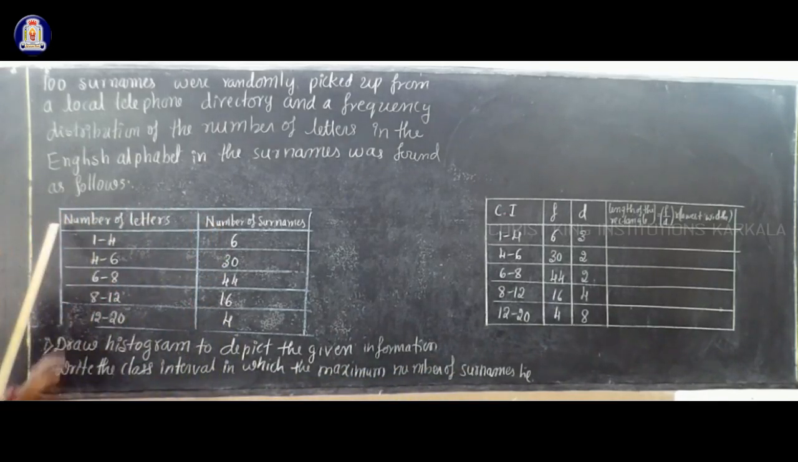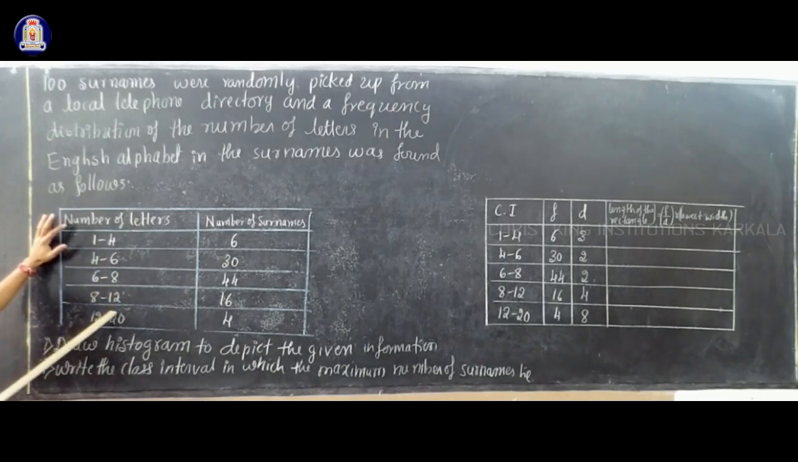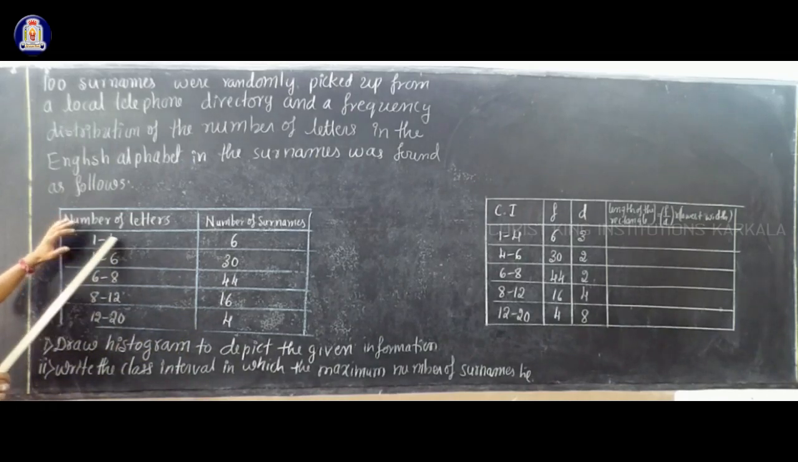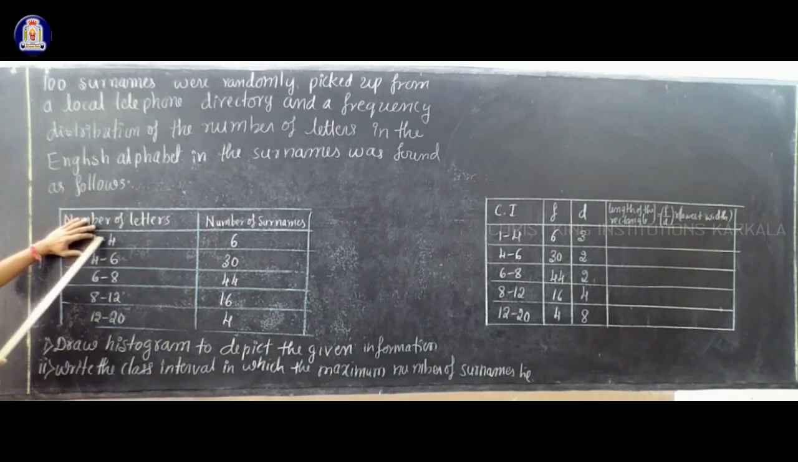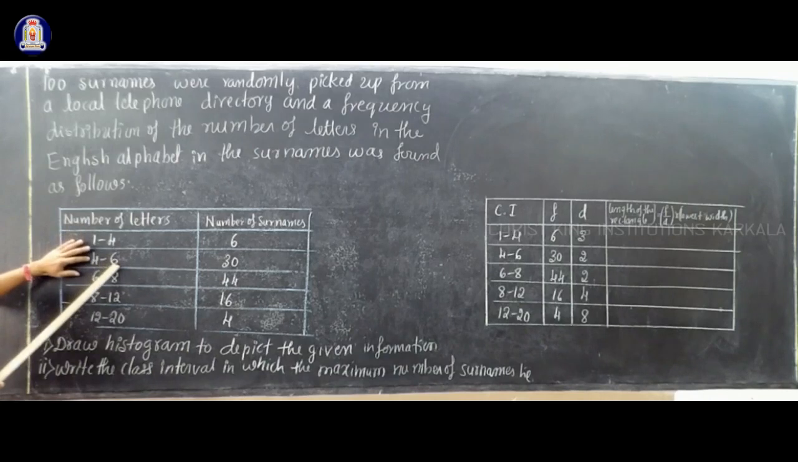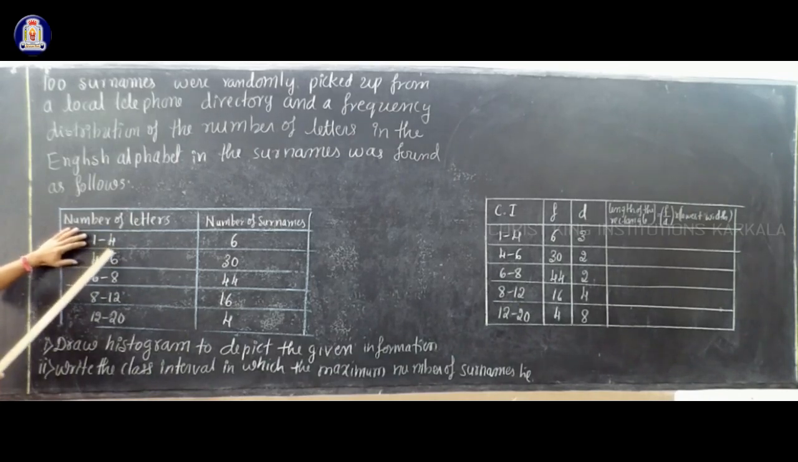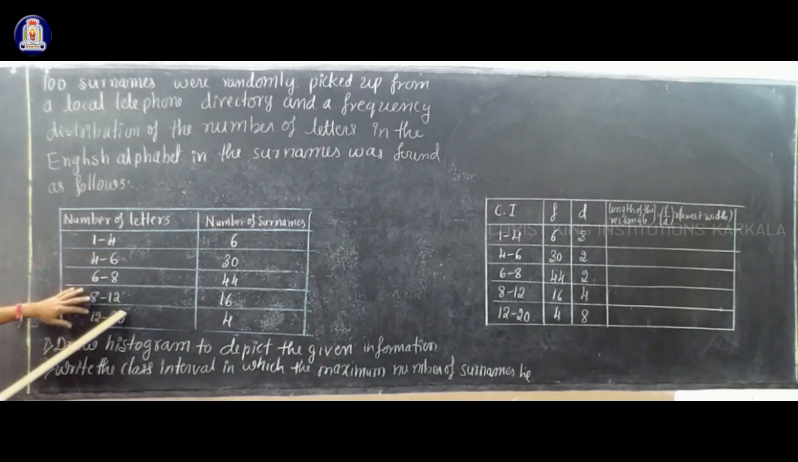Given the number of letters in class interval form, and the number of surnames, which you take as the frequency column. Here you observe that these class intervals do not have the same class size. Here 1 to 4, the class size is 4 minus 1, that is 3, and 6 minus 4, that is 2, then 2 again, here 4, and here you have class size 8. So these class intervals are of different lengths or different widths.